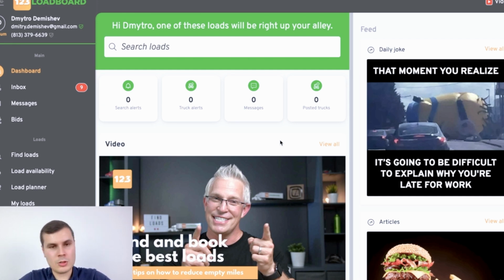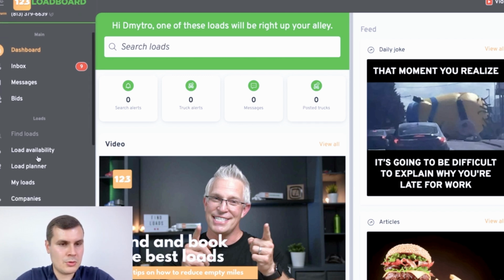But what I do want to show you today is 123 load boards and the tools it provides, because it's the easiest load board to get for a beginner dispatcher. Most likely you will have a 123 load board account even before you have a DAT account, so you'll most likely have access to it. Let's see what tools are available here. So I'm logged into my account. This is how my dashboard looks. Here on the left I have the menu. I have find loads. It's essentially the exact same thing as load search on DAT. You'll be able to use it, no problem.